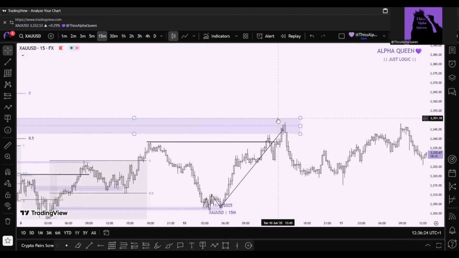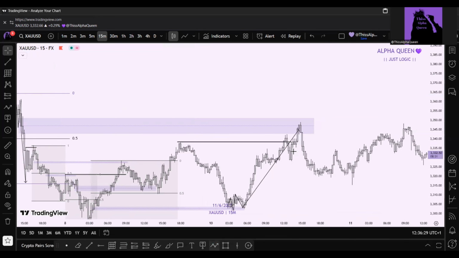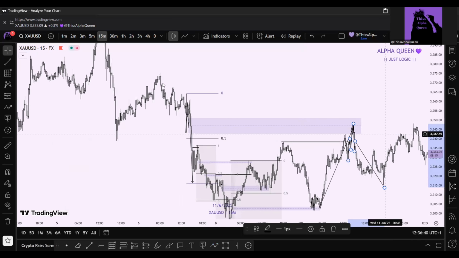So then you wait for the market to give you a signal. Look at the signal price gave us over here. Price did something like this. So price broke this low, came back there. So this is a signal to enter. Okay. I've taught you guys so many things today.